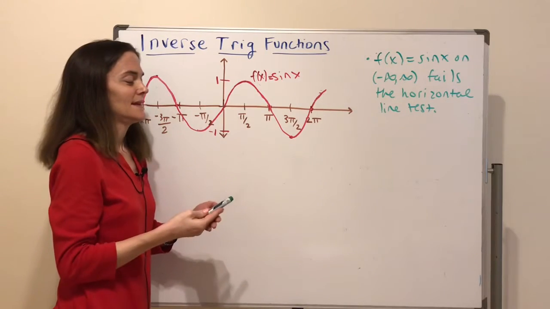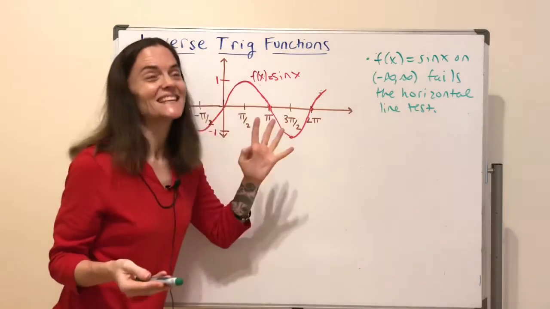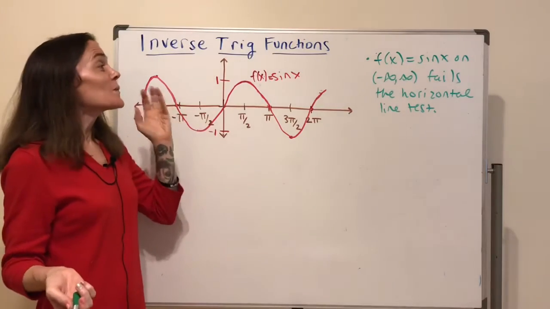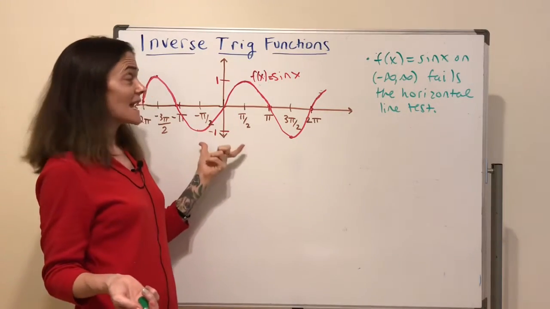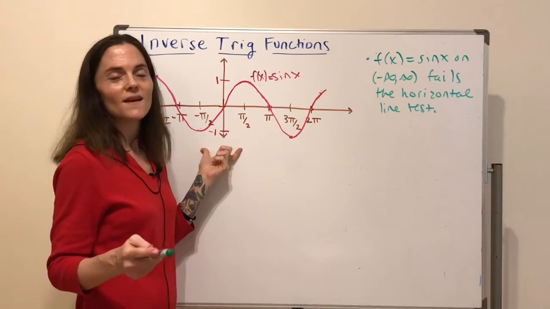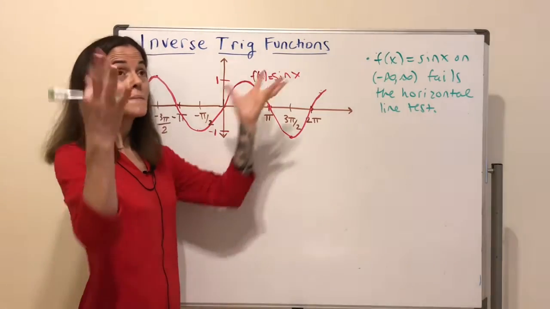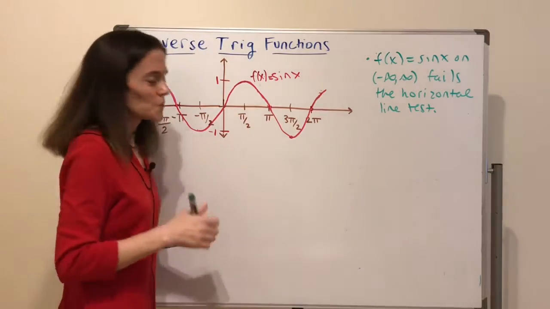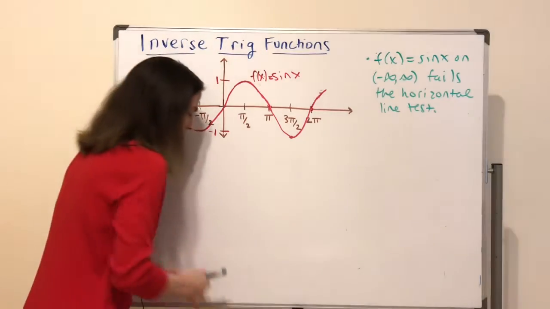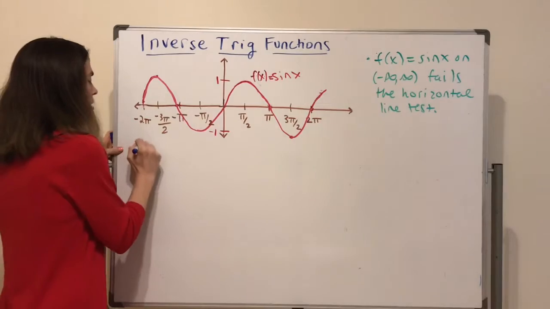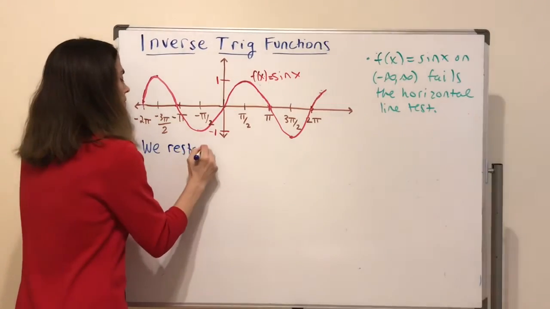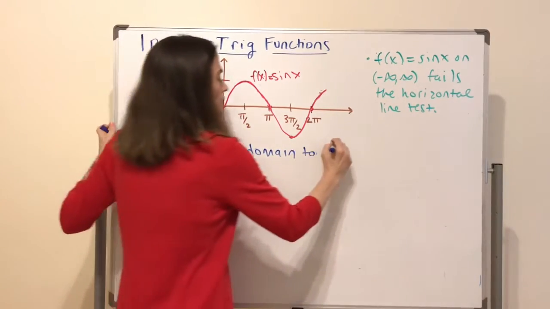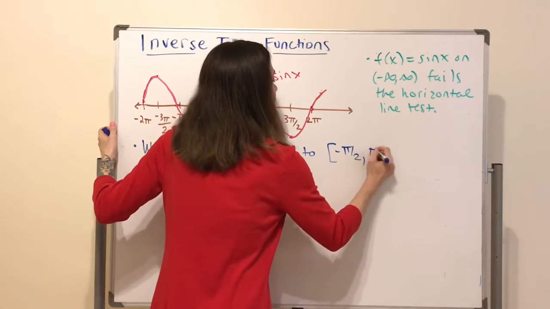But the title is inverse trig functions, so the story is not over. If you have a function like the sine that fails the horizontal line test on its natural domain, we may restrict the domain in a way that makes the function 1-to-1. Maybe I'll use blue here. We restrict the domain to minus pi over 2 to pi over 2.